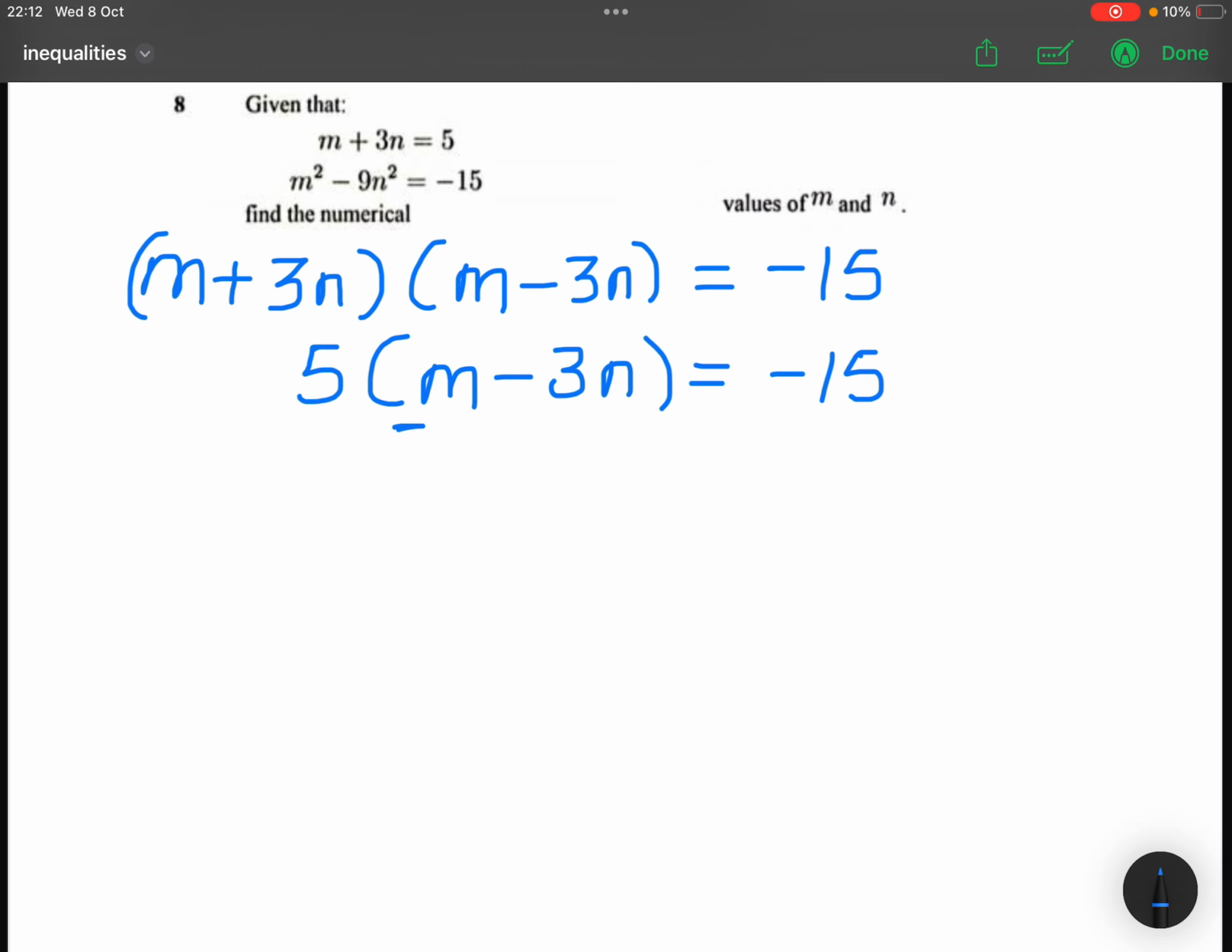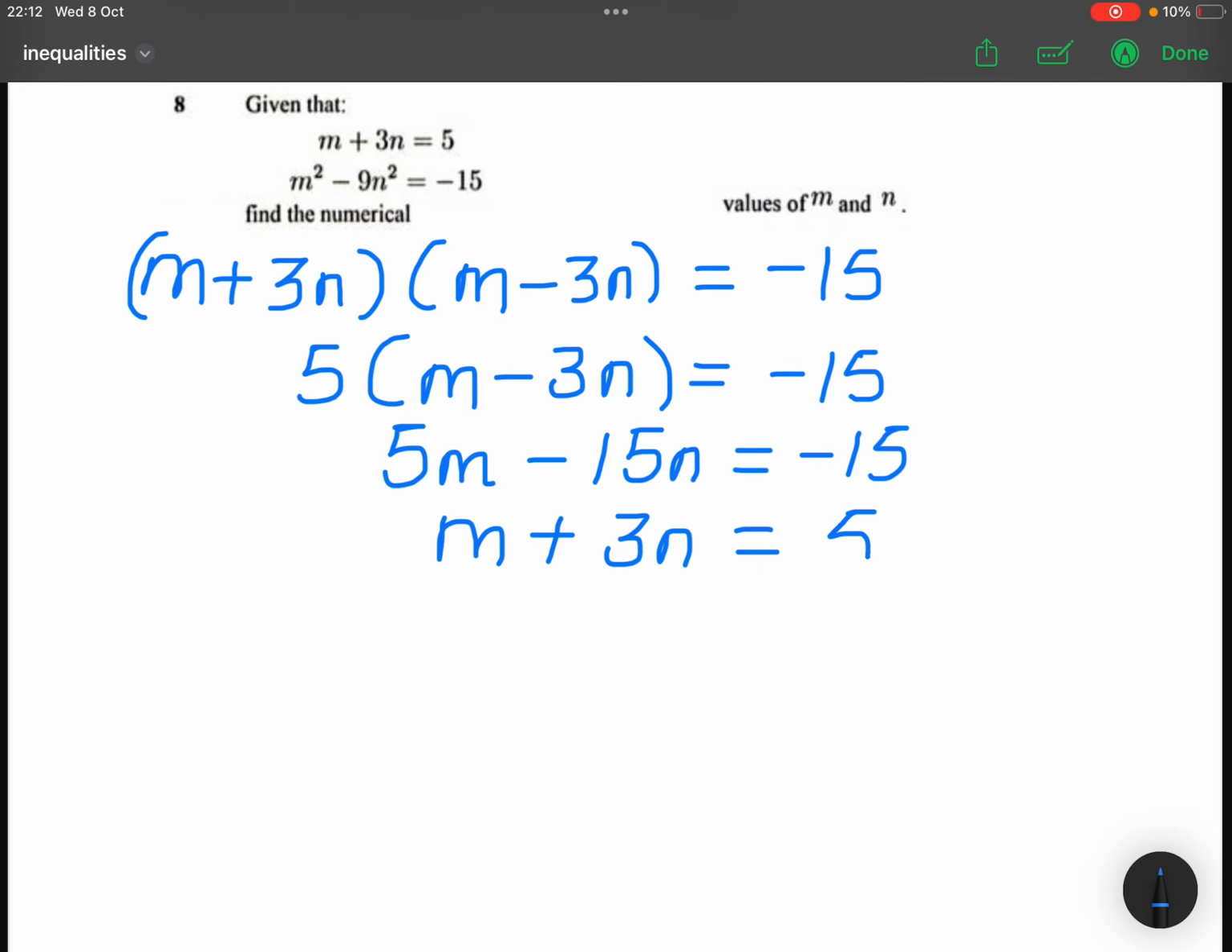We expand 5 times m, we get 5m. 5 times minus 3n, we get minus 15n. This is equal to negative 15. We also have m plus 3n is equal to 5. And we decide to eliminate m. So I'm going to multiply the first equation by 1 and the second by 5. 1 times 5m, I get 5m minus 15n is equal to minus 15.